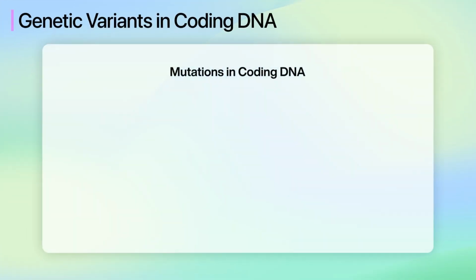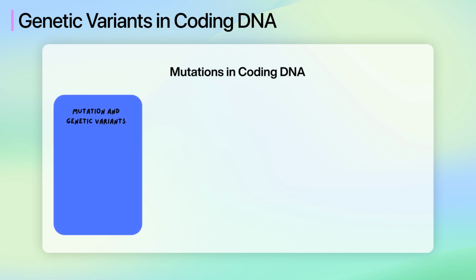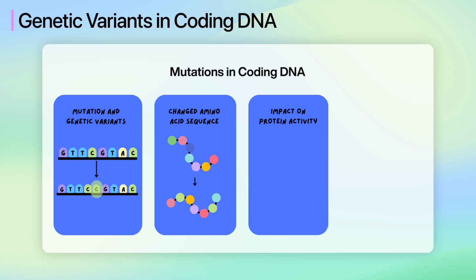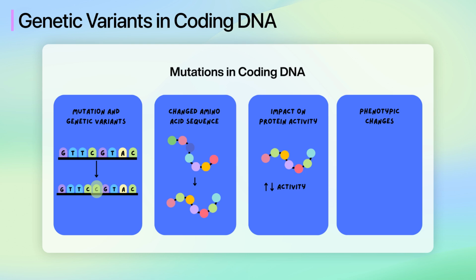Now, let's explore how mutations in coding DNA can affect phenotype. The coding region of a gene directly specifies the amino acid sequence of a protein. Here's a step-by-step look. Mutations in the coding region create genetic variants, leading to a change in the sequence of mRNA after transcription that can alter the amino acid sequence of a protein during translation. Since the sequence of amino acids determines a protein's structure and function, any change might lead to a different protein shape or function. These changes can have various effects. The protein's activity might increase, decrease, or stop altogether. The altered protein function can lead to noticeable changes in an organism's traits.